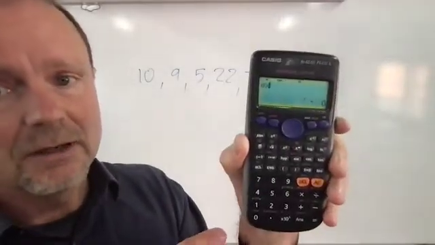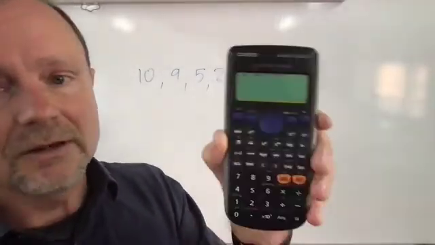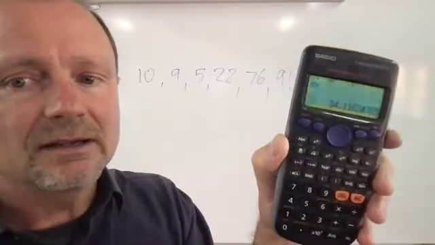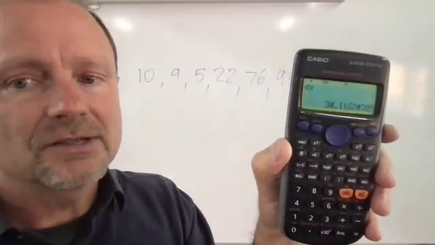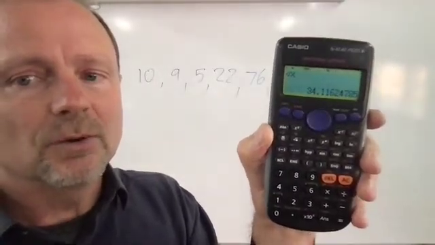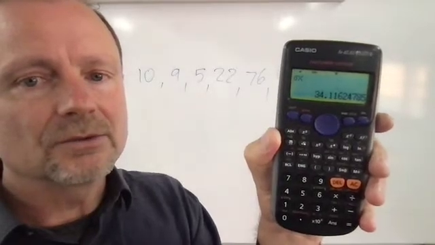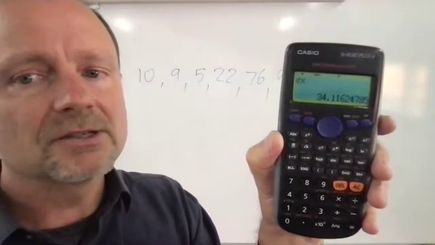Nothing comes up. I have to hit equals first. So if I hit equals, that there is my population standard deviation. And 34.1, that's what I would round that to. Okay, so that's population standard deviation.